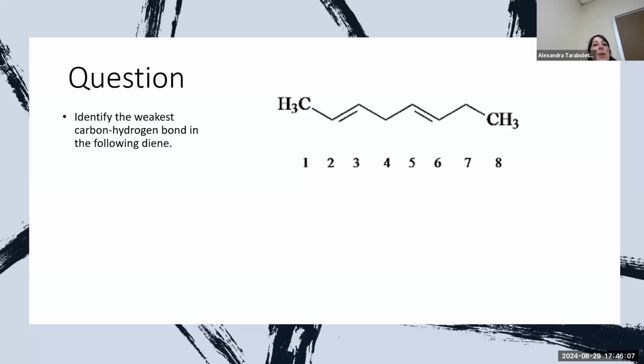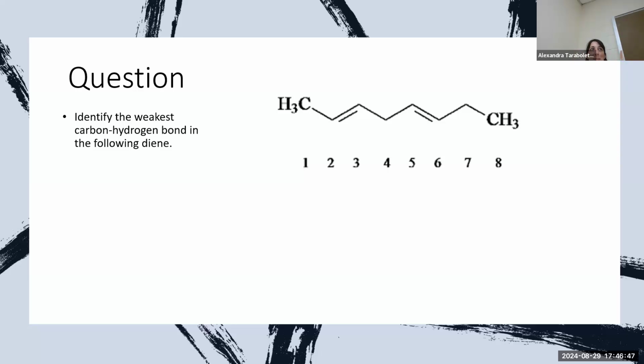All right, here we're asking about the weakest carbon-hydrogen bond in this diene. This is a slightly hard concept, but when I'm saying weakest carbon-hydrogen bond, what I'm asking is, if I were to remove a hydrogen from this compound, first of all, what is left in its place? If I take a hydrogen off of a carbon, what happens to that carbon? Positive charge. Okay, so keep that in your mind.